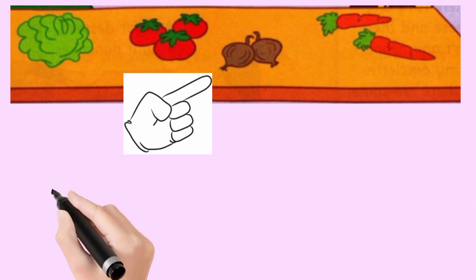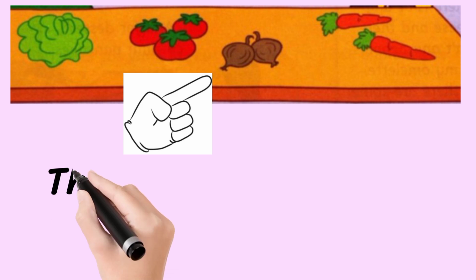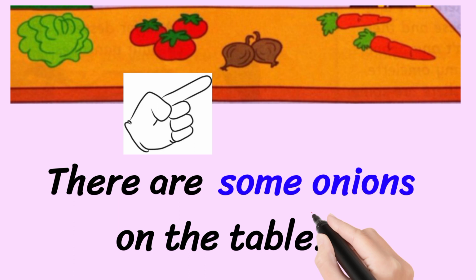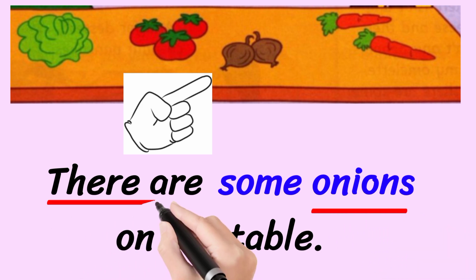Look at the picture. Look at the pointing finger. The finger is pointing at two onions. We can say, there are some onions on the table. Onions are plural. So we use there are.